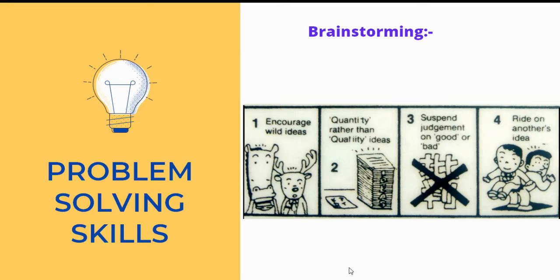It's a tool which enables a team to find a solution for a problem by gathering a list of ideas. 4 steps to sum up this tool include encourage wild ideas, quantity rather than quality ideas, suspend judgment on good or bad, ride on another's idea.